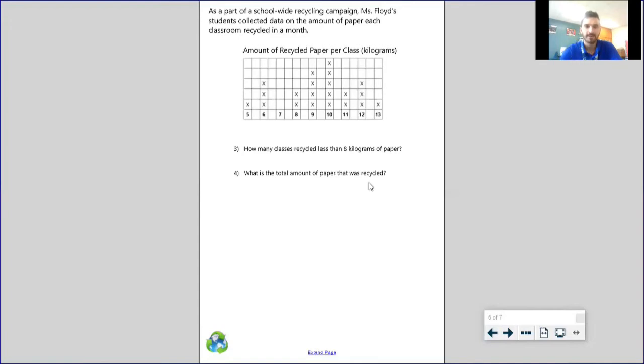And last but not least, it says, what is the total amount of paper that was recycled? Pause this video and see if you can figure this out. Now, before you do that, these numbers represent the kilograms. The X's represent the classes. Guys, this right here means one class did 5 pounds. This class did 6 pounds. This class did 6 pounds. This class did 6 pounds. Think about that question and see if you can solve it.